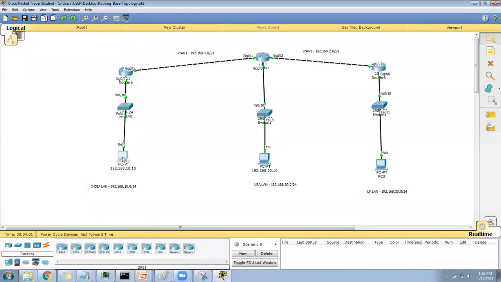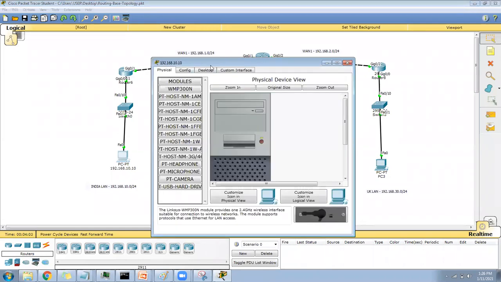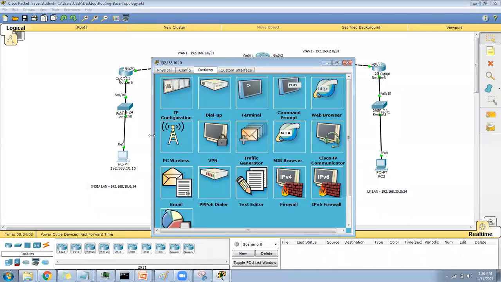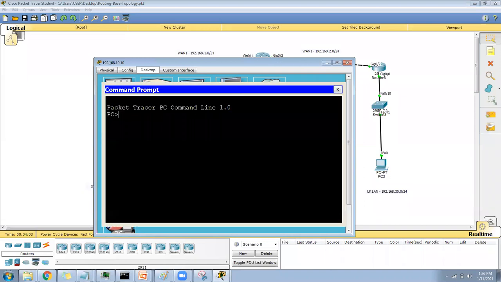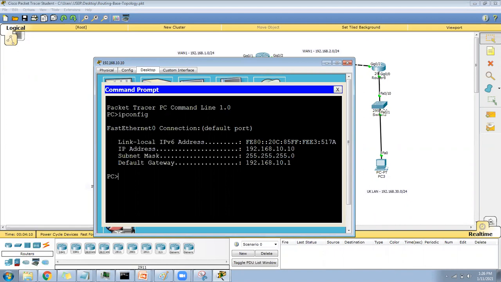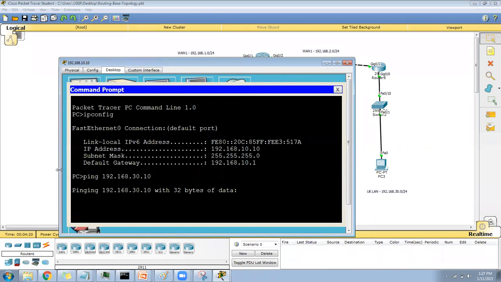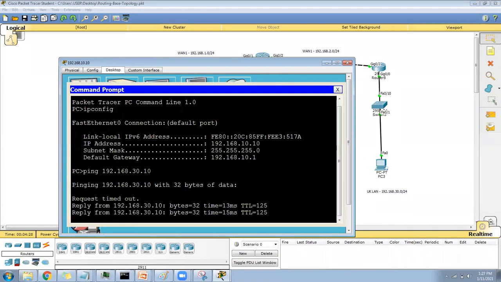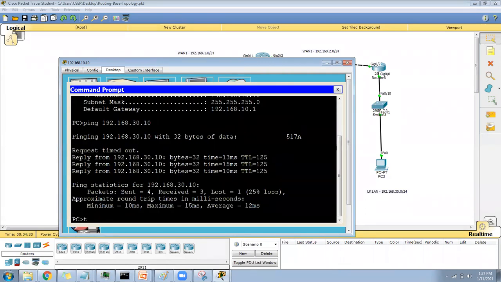So can I go here, where I'm here? Which machine is it? It is 192.168.10.10. So can this machine ping the UK LAN, 192.168.30.10? If our routing is good, then it should ping. Can you see? It's pinging. And how is it pinging?